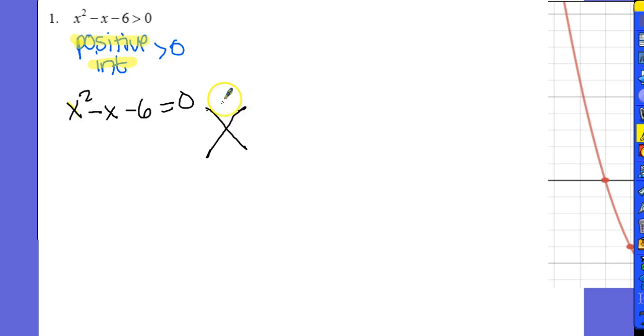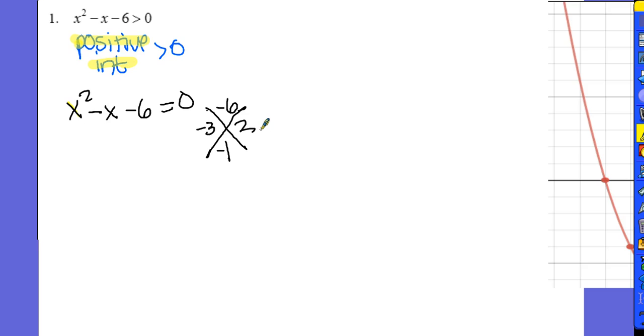So what's your top term? Negative 6. What's your bottom term? Negative 1. So you're looking for the factors of negative 6 that add to negative 1. Well, they have to multiply to negative 6, so you have choices: 1 times 6 or 3 times 2. So what do you think? Negative 3 and positive 2.